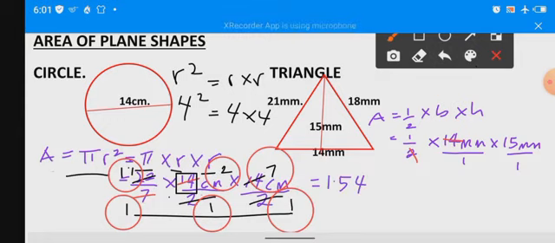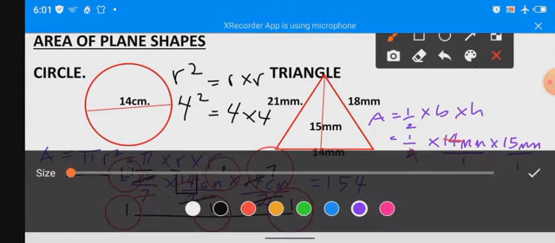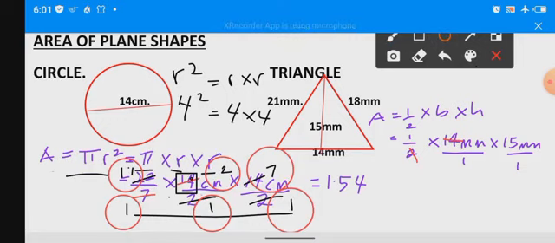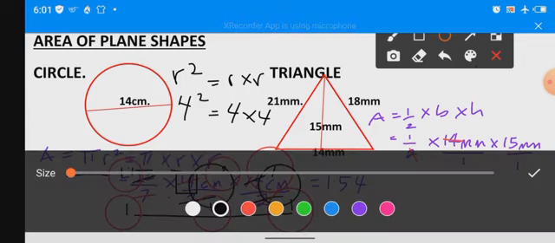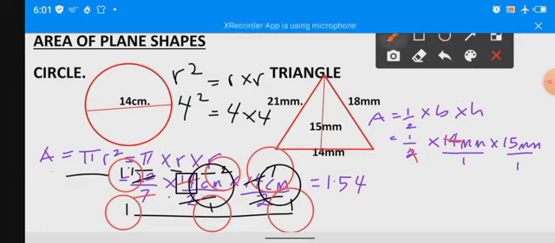Now, we have centimeters here and centimeters here. Centimeter times centimeter gives you centimeter squared. I told you that the unit of area is always squared: centimeter squared, millimeter squared, meter squared, and so on. All right, now we proceed to the area of a triangle.